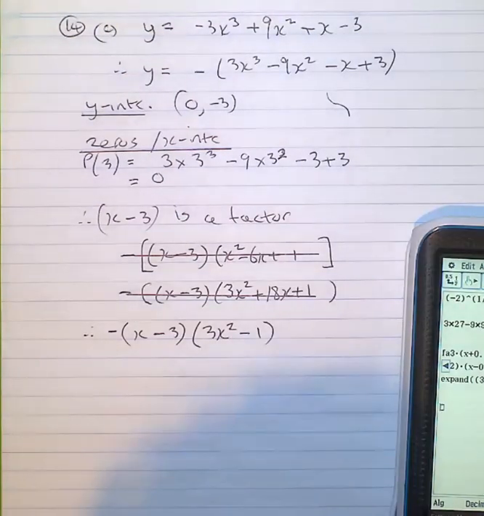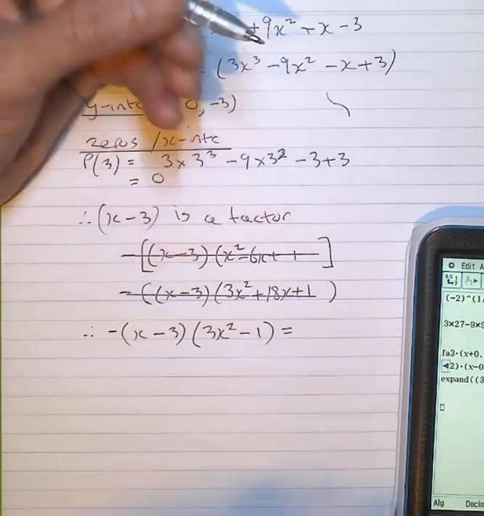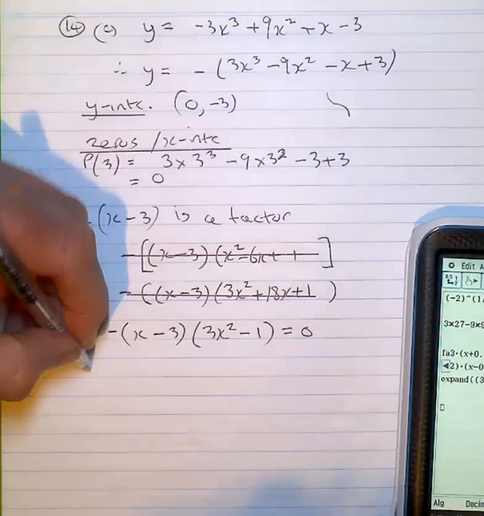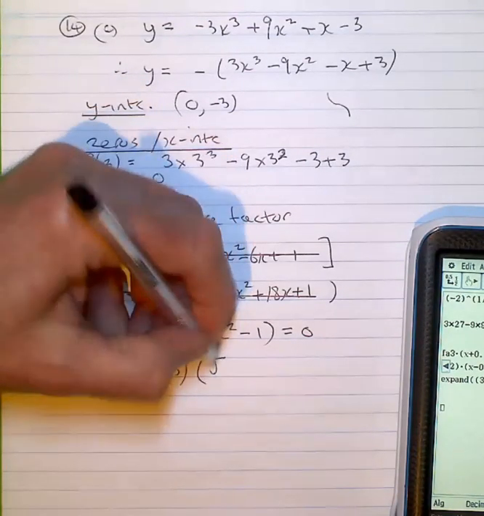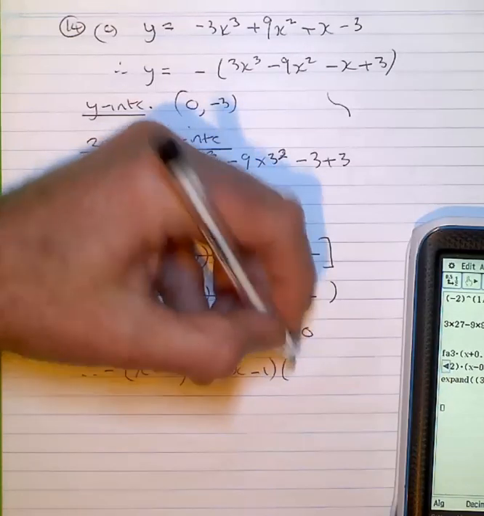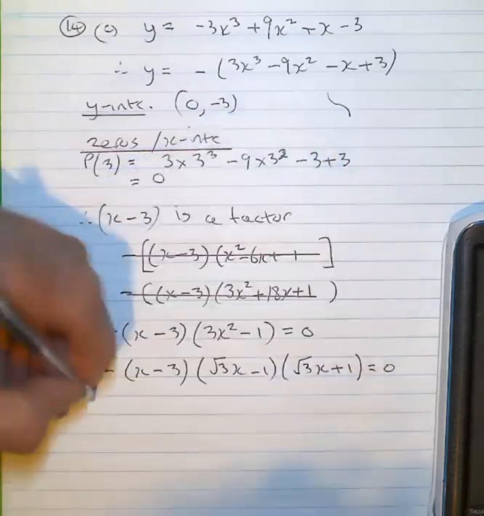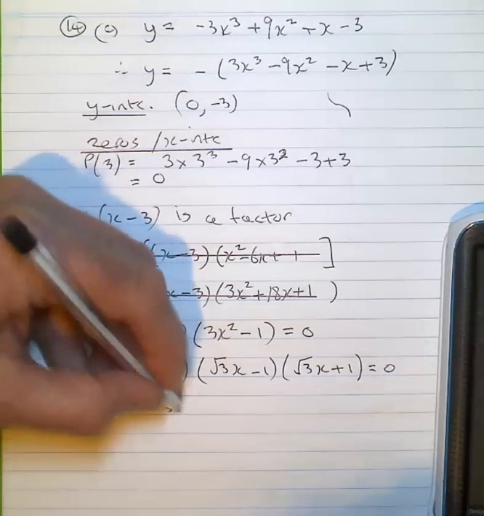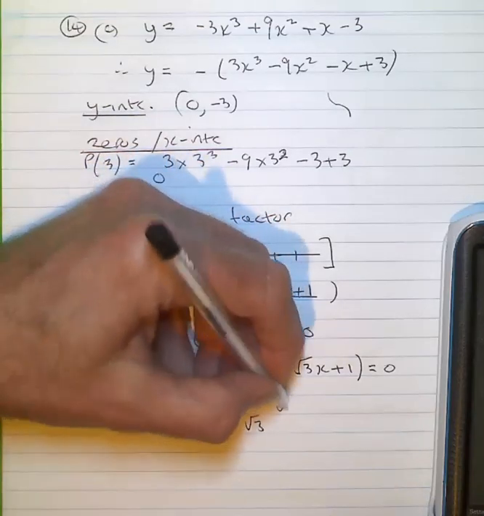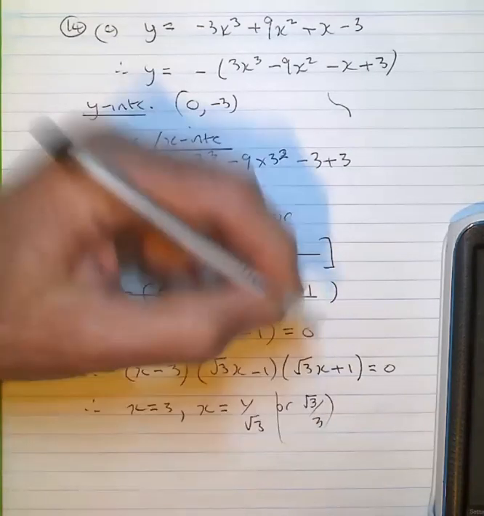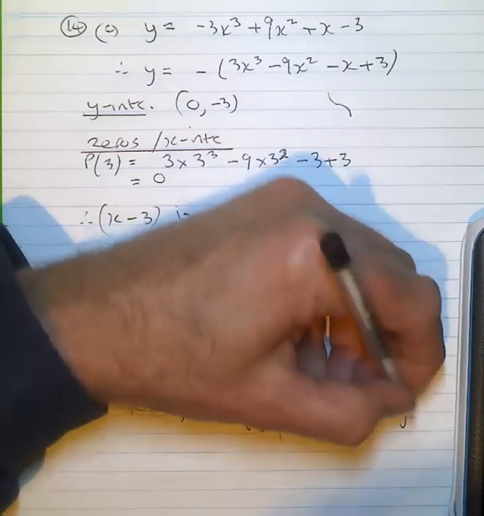After a bit of trial and erroring, we can see that that factorises to negative x minus 3 lots of 3x squared minus 1 is equal to 0. So that's actually a difference of squares, believe it or not. So that becomes root 3 x minus 1 lots of root 3 x plus 1 equal to 0. So therefore, x is equal to 3, x is equal to 1 over root 3. The answers might say root 3 over 3. And x is equal to negative 1 over root 3.